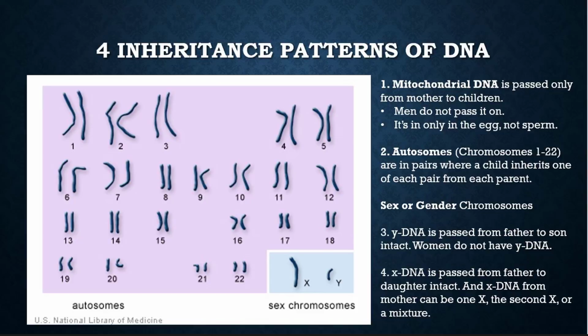xDNA from your mom has a different kind of inheritance. You can either inherit one of her X's intact, the second one intact, or a mixture of the two. So it is more likely, let's say, that you would get a mixture of the two. But it is possible to get one from your mom and then maybe your sister has the other one. So maybe you don't xDNA match your sister, but you're still sisters. You just inherited it differently.